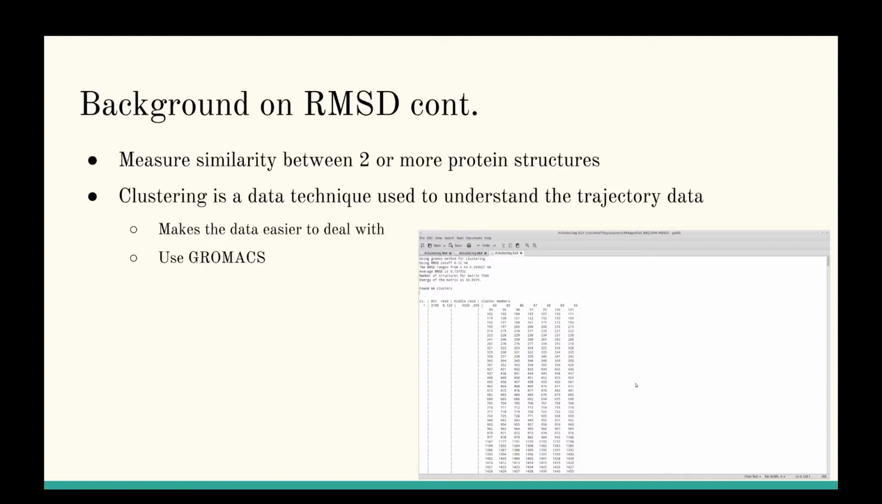In the bottom right corner, there's a picture of the file GROMACS gives you, which contains the number of frames in each cluster and the average RMSD of each cluster. Through RMSD clustering analysis, I was able to determine that the protein structure had an average RMSD of 0.137 nanometers, or 1.37 angstroms, meaning that the protein did not move much over the course of the simulation. Any value under 3 angstroms signifies that the protein is fairly stable.